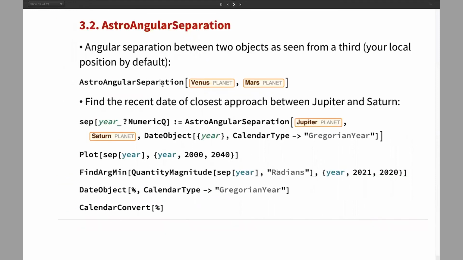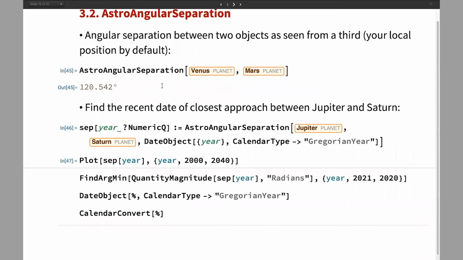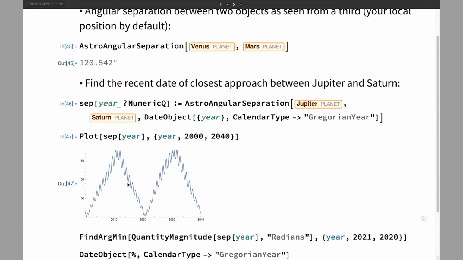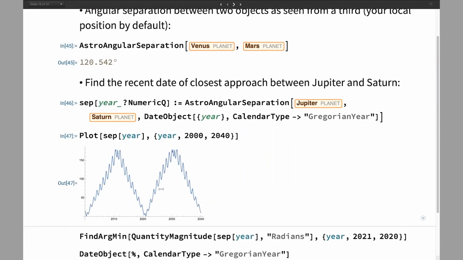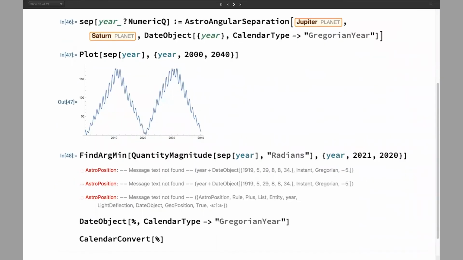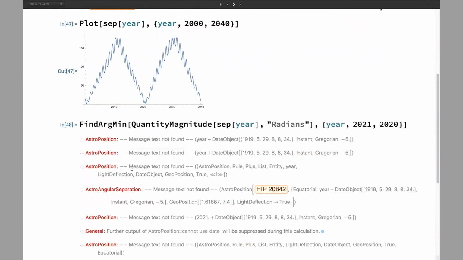And we can also compute distances in space. These are angles. This is the closest approach between Jupiter and Saturn. And again, this is what it's doing angularly over the years. And we had a minimum very recently too. Again, we can call this... this broke. Okay, sorry about that.